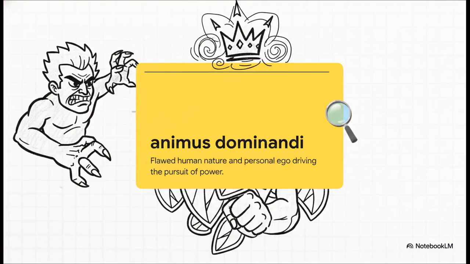To really wrap our heads around classical realism, we have to look at this crucial Latin term, animus dominandi. This essentially translates to flawed human nature and personal ego driving the pursuit of power. So classical realism basically views the state as nothing more than a collection of flawed human egos seeking raw power. The theory argues that, hey, because human beings are naturally driven by this desire to dominate, the states they run are inevitably going to reflect that exact same aggressive, power-seeking human nature.